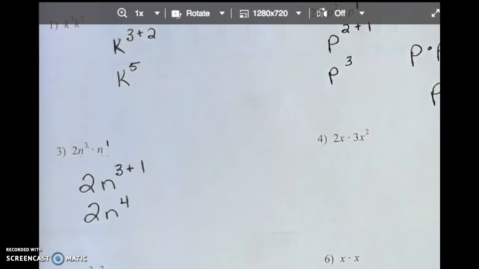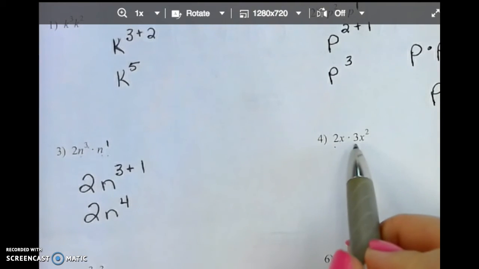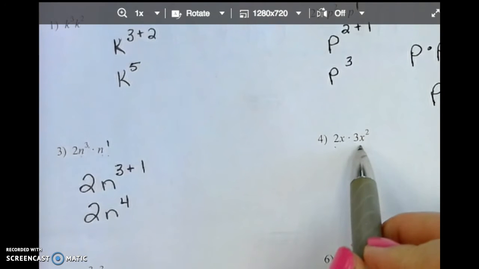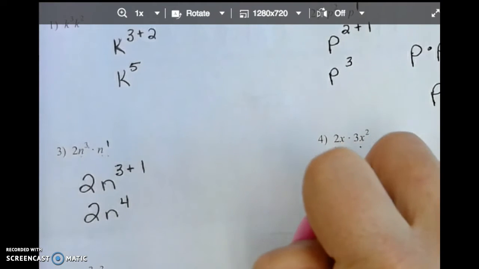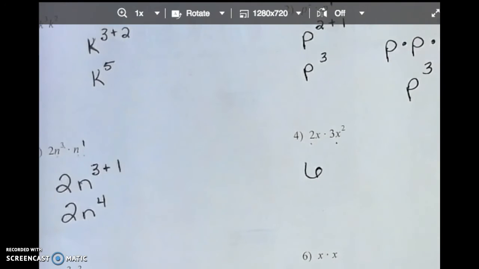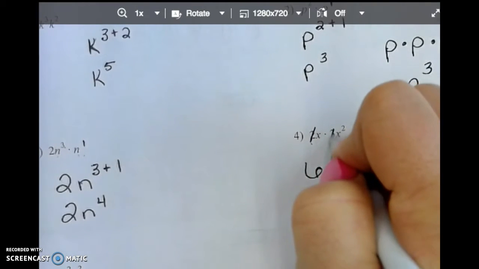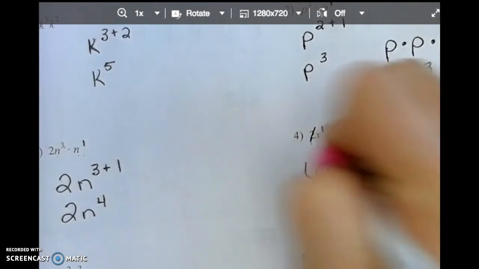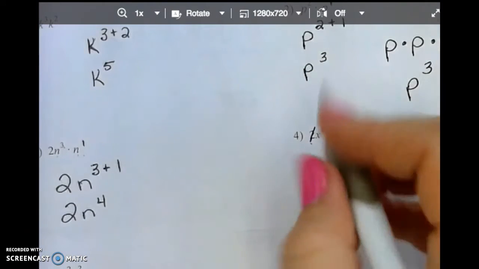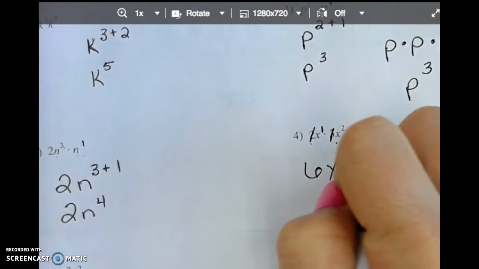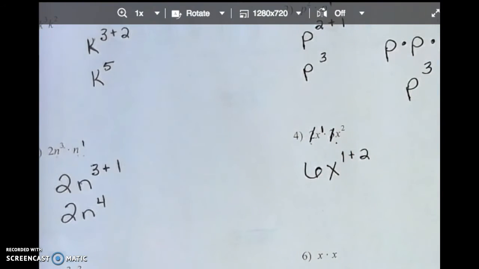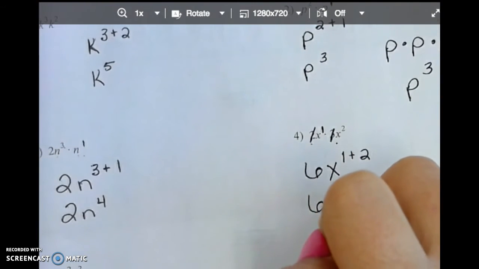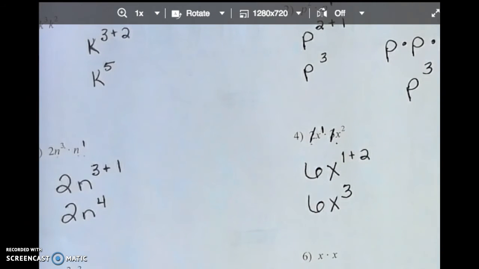On number 4, we have a 2 and we have a 3. Both are coefficients. They are also bases, but they can be simplified. 2 times 3 makes 6. Once we multiply, we don't need them anymore. That leaves me with x to the 1 and x squared. I keep the x, add those exponents, and when I simplify, I get 6x to the 3rd.